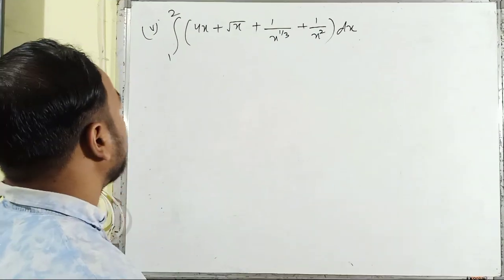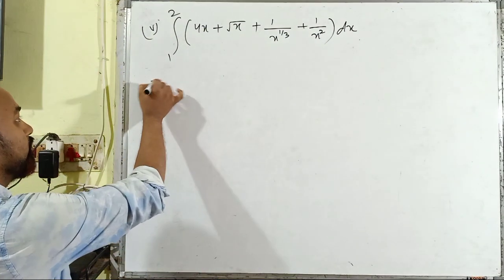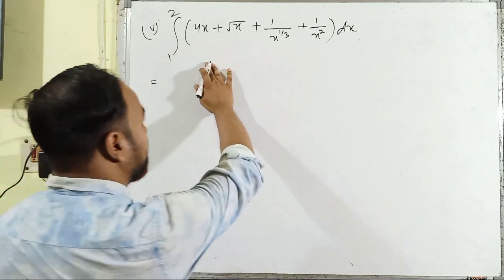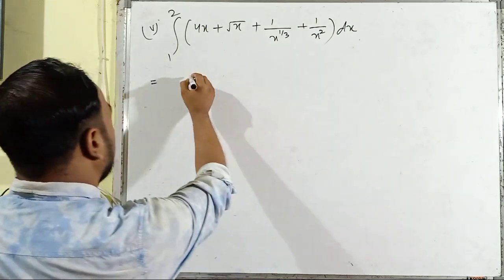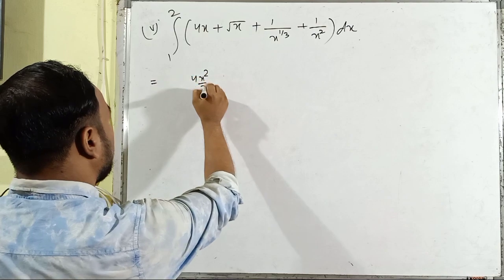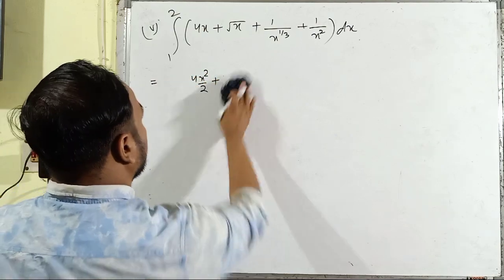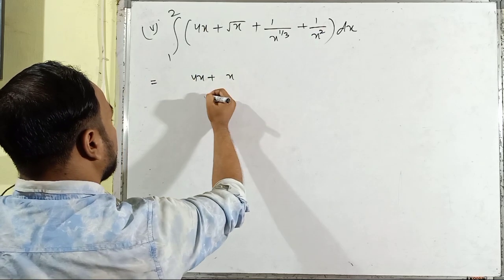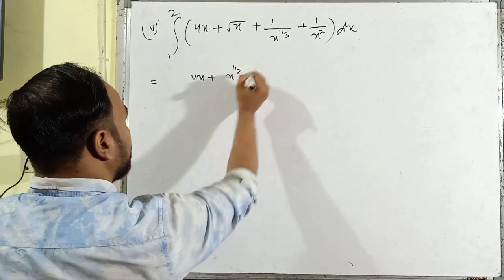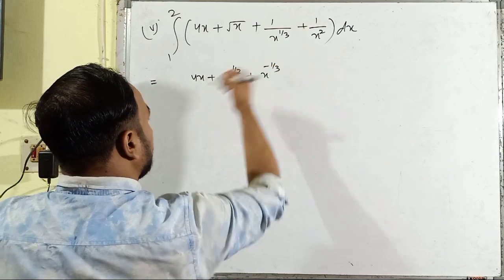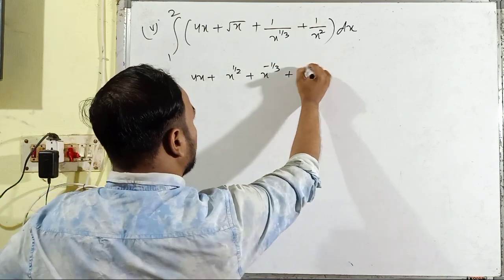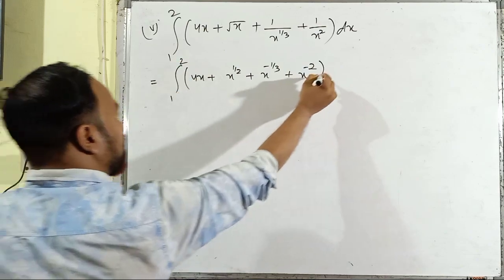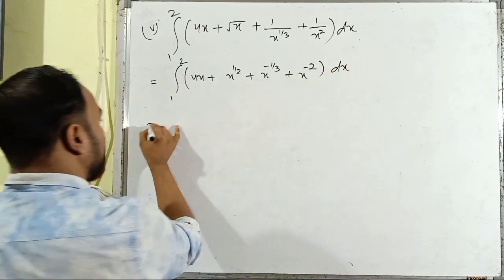Here is the fifth bit of number 1. First of all, let us integrate all of the functions present in this integrand, and that is 4x square by 2. First of all, let us simplify these steps here. It is 4x, then it is x to the power 1 by 2, then plus x to the power minus 1 by 3, then x to the power minus 2, and we have to integrate this with respect to x.